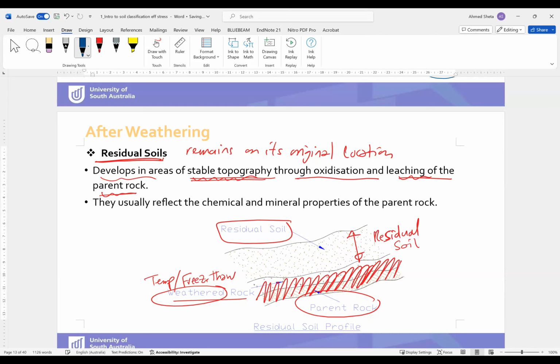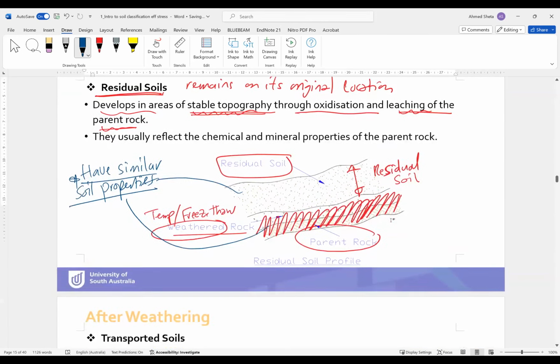Okay, what do you think the relation is between the parent rock and the residual soil? Are they holding the same properties or different properties? Because the residual soil and parent rock are from the same type of soil, they have similar soil properties. So there is not much difference in the properties because they are from the same type.